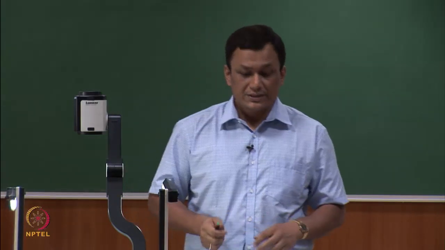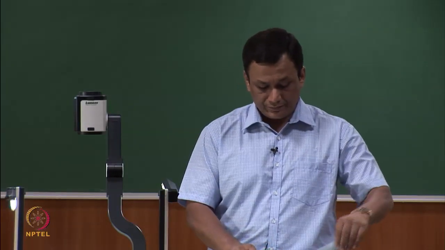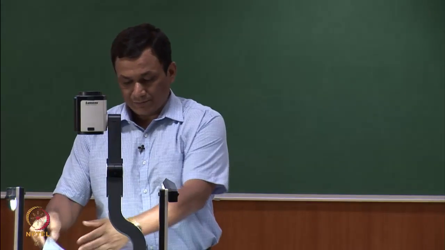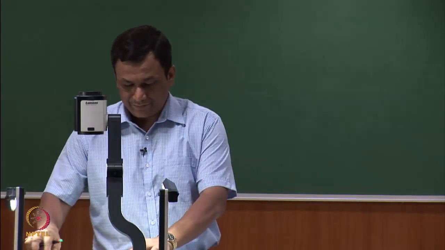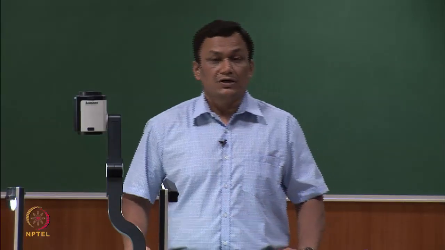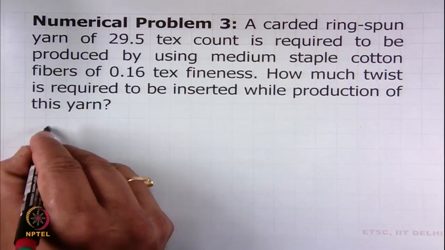Right. So, in this manner you will be able to find out suitable yarn twist. Would you like to do one more exercise? Let us do it. So, it will be fully clear then. Numerical problem 3, the last numerical problem of this module. Very similar problem, very relevant for practical application. A carded ring spun yarn of 29.5 tex count. So, what is capital T?